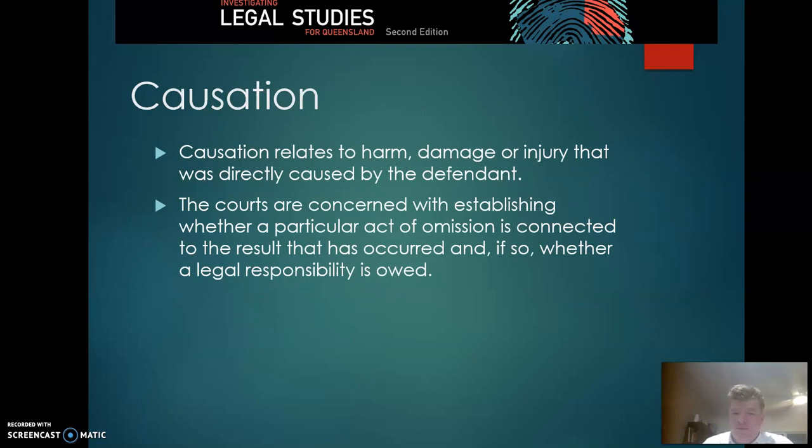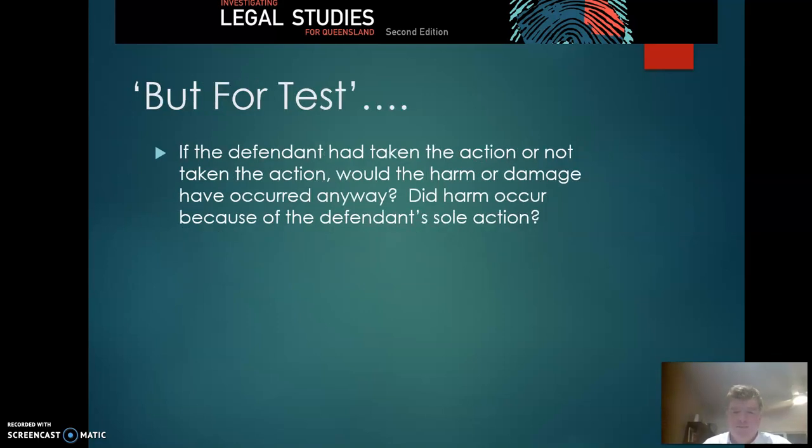Causation is, has the harm or damage been caused by the actions of the defendant? Is there a direct link between those two things? Now remember, with direct link, we also look at this idea a little bit later on of vicarious liability, so that an employer might also be responsible for the behaviour of their employees.